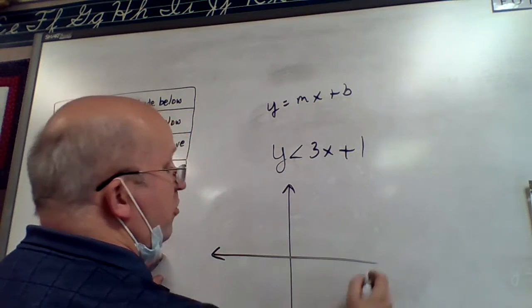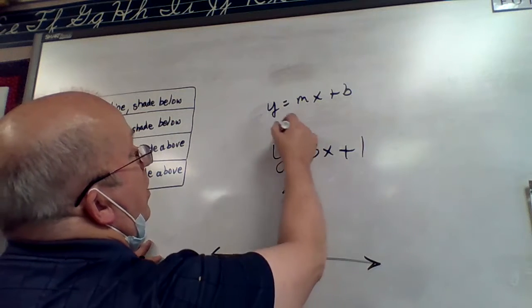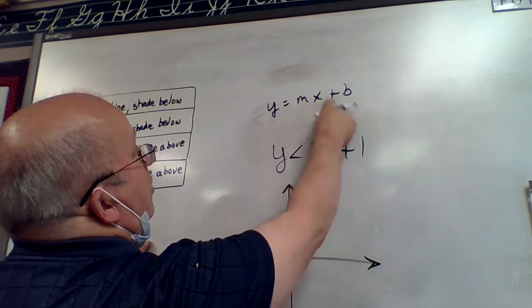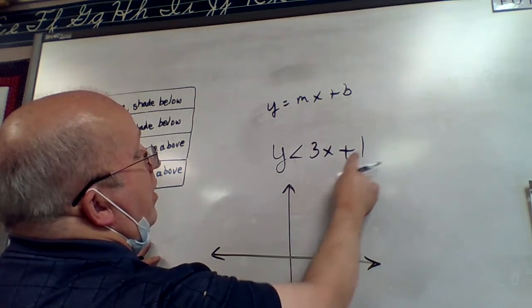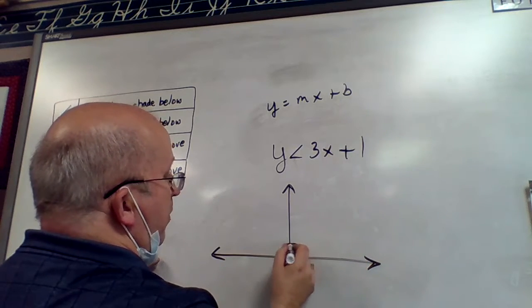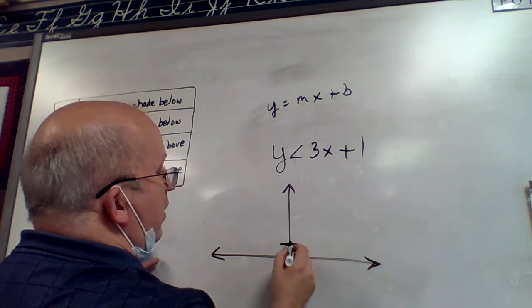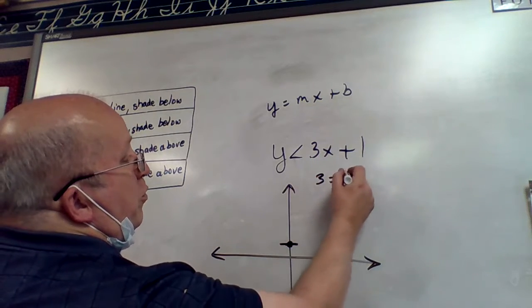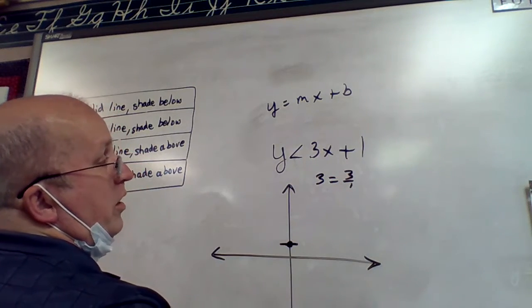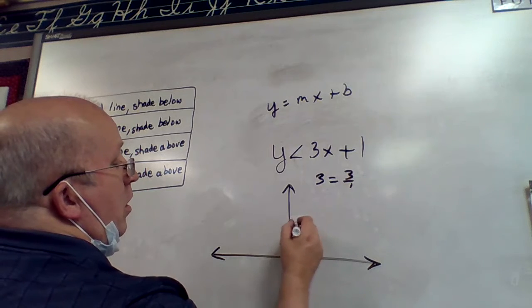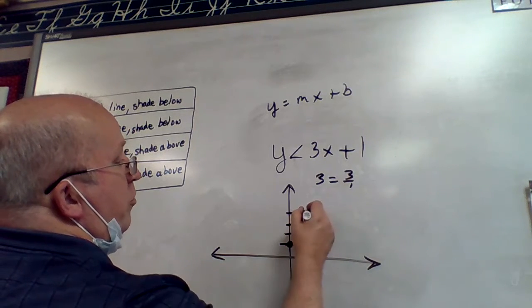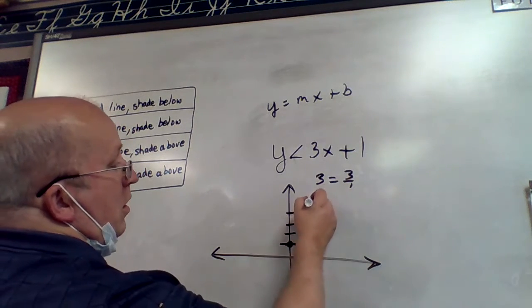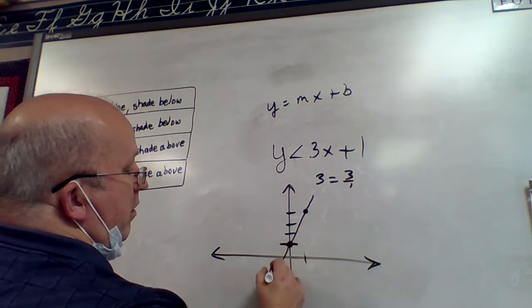Well, if I think about this as being in slope-intercept form, y equals mx plus b, there is a plus sign there, so plus 1. I put my first dot at plus 1. My slope is 3, so I think about 3 as 3 over 1, a rise of 3 and a run of 1. That puts me a second dot there. I put a line here.